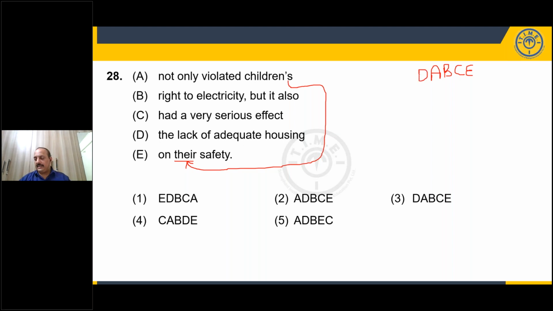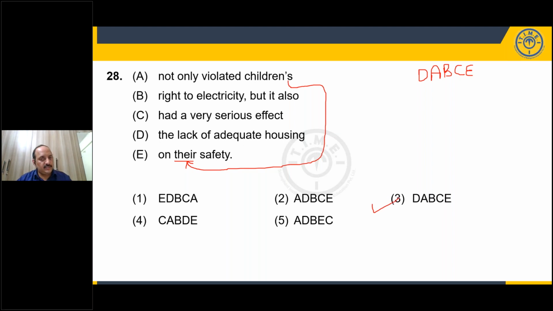Let's read the order now that way and see. The lack of adequate housing not only violated children's right to electricity, but it also had a very serious effect on their safety. So because there was no proper housing, it violated their right to electricity. It also had a very bad effect on the safety of the child. So is there such an option? Yes, option number 3, D, A, B, C, E.